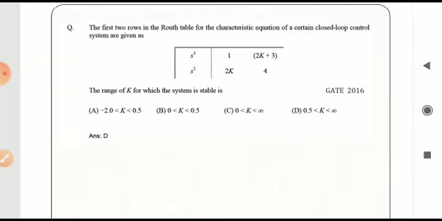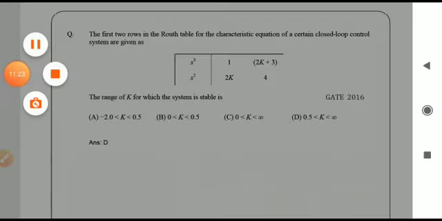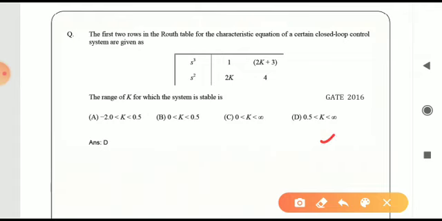Okay, now coming to the last question. The first two rows in a Routh table for a classification are given. What is the range of K for which the system is stable? Again we can complete the Routh array. Then by observing the first column of the Routh array, in order for the system to be stable, we can obtain the condition as option D, that is 0.5 < K < infinity.